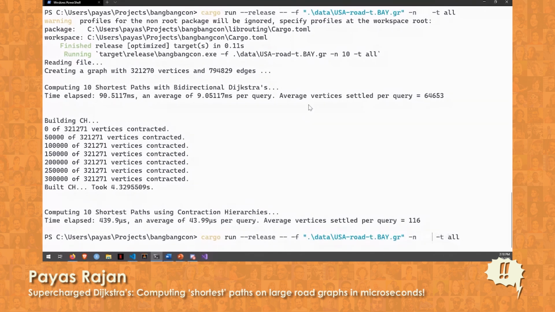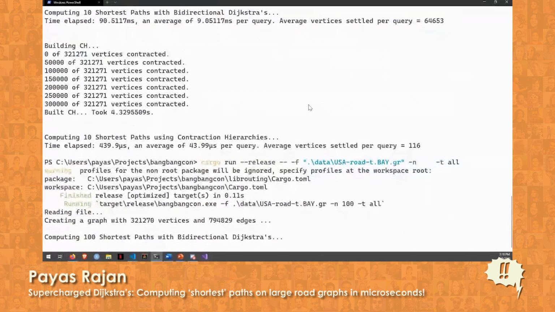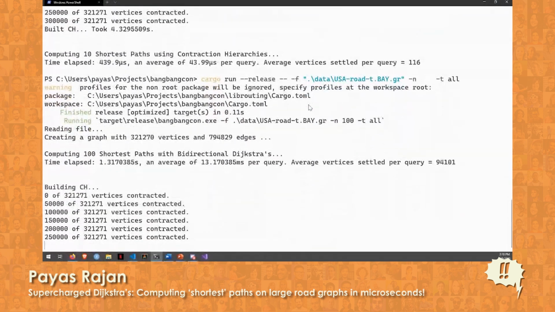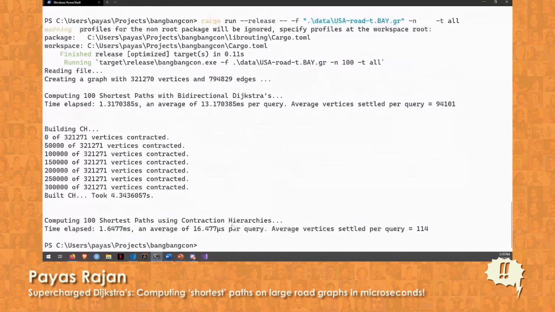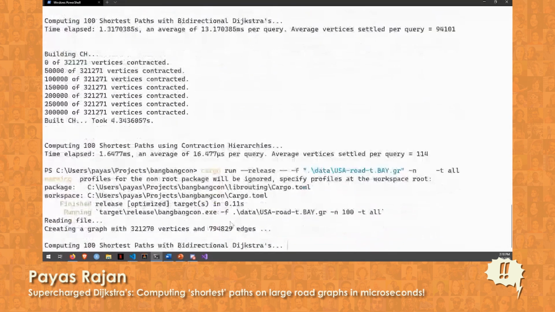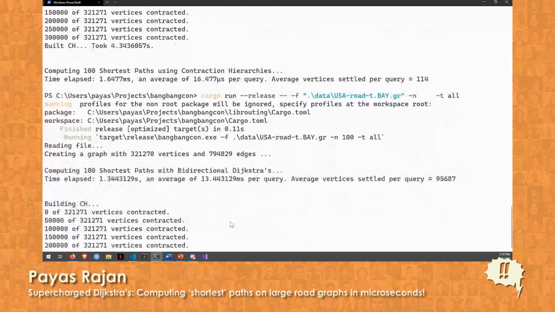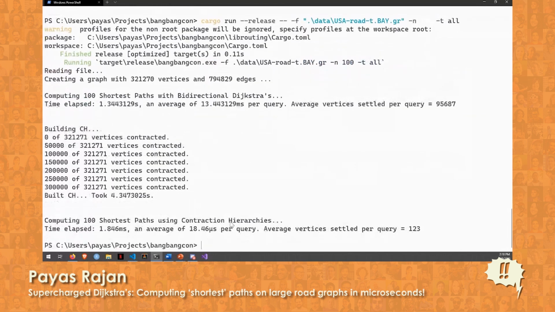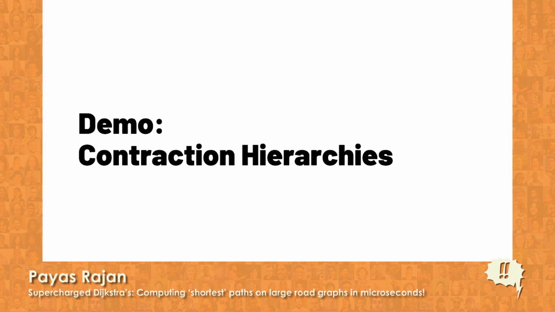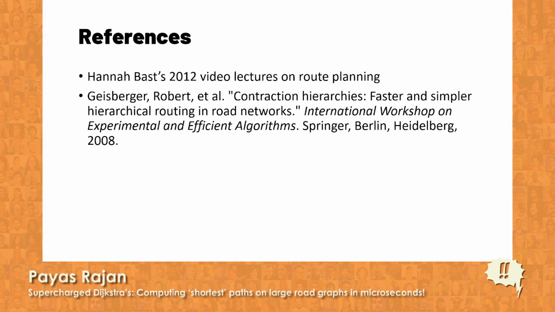Let's run it a couple more times and see whether it actually remains static. So this is 100 queries, and we are getting again 13 milliseconds per query and 16 microseconds. And mind you, these are randomized queries, so I have no control over which shortest paths I'm actually running. In all the cases, we are able to see about an order of magnitude of speed up as compared to the bidirectional Dijkstra's, right?